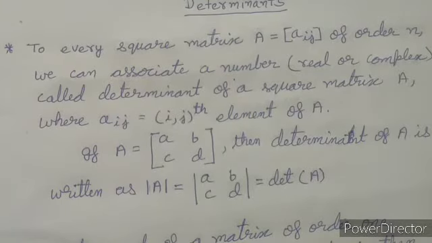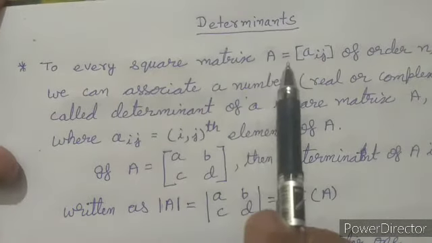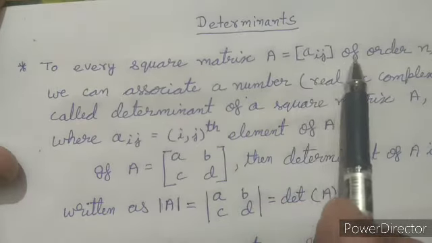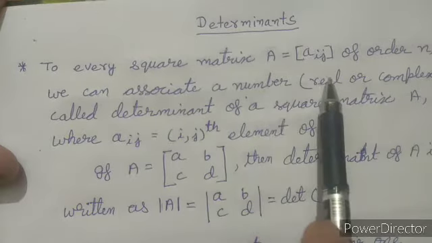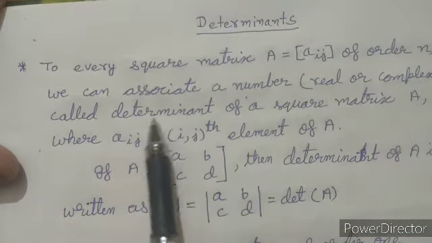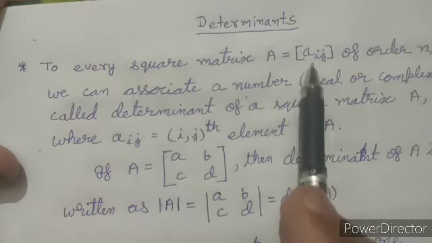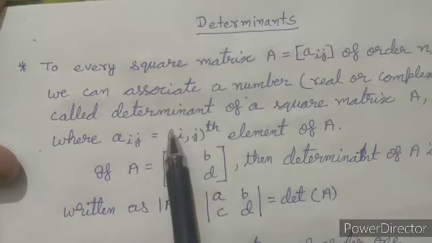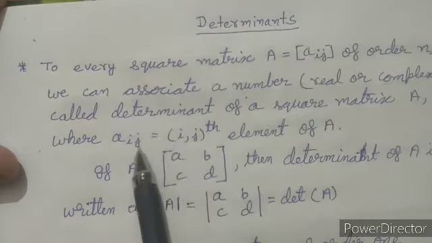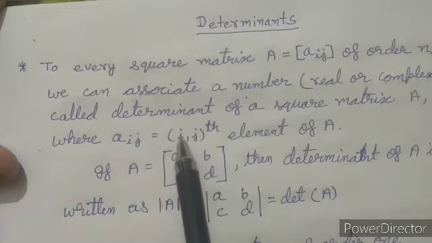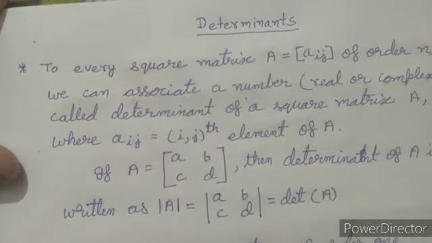Now, first of all, what is a determinant? To every square matrix A equal to [Aij] of order n, we can associate a number, and that number can be real or complex, called the determinant of the square matrix A, where Aij is equal to the ijth element of A. That means Aij means the element in the ith row and jth column of matrix A.